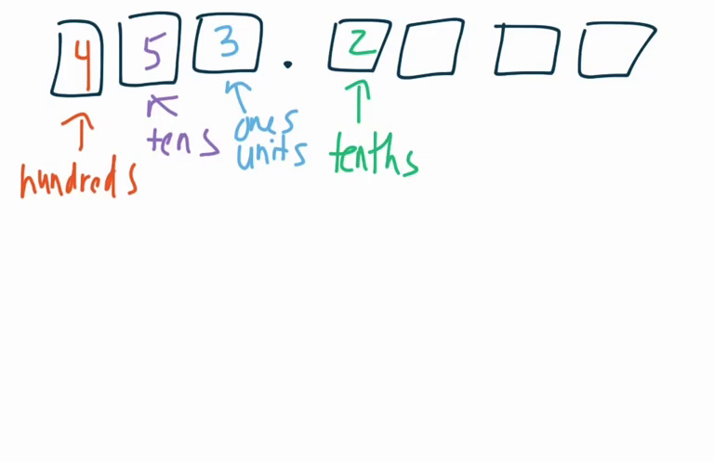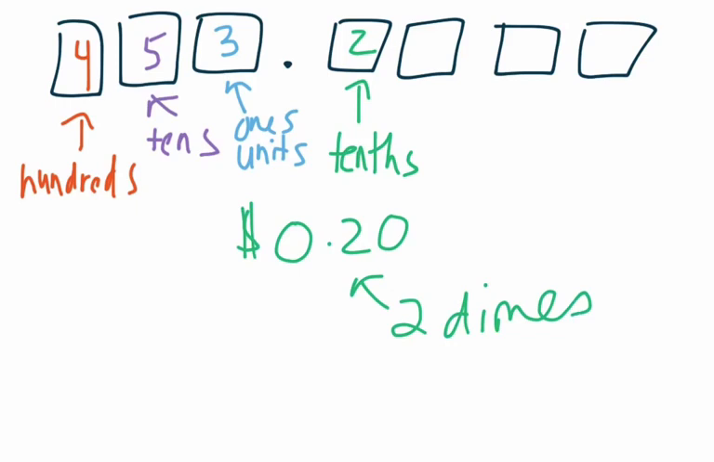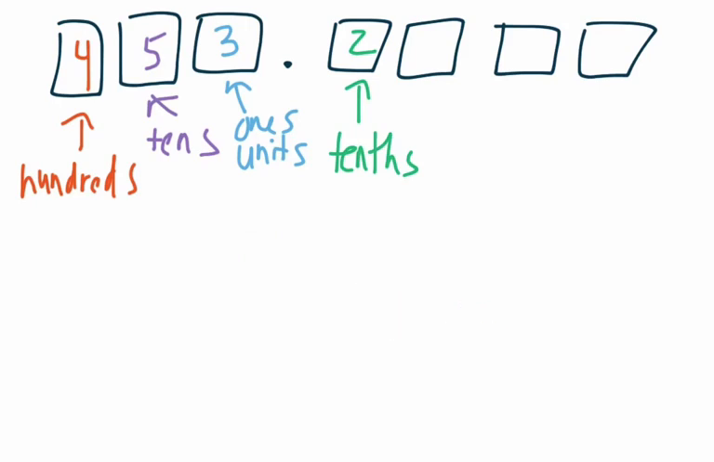If you think about where that is, this would be 2 dimes, which is a tenth of a dollar, 20 cents. So that's your tenth spot. There's no units spot. It's the tenths.